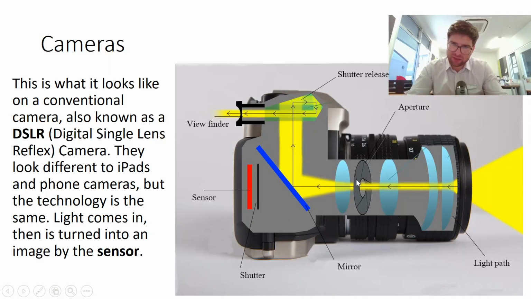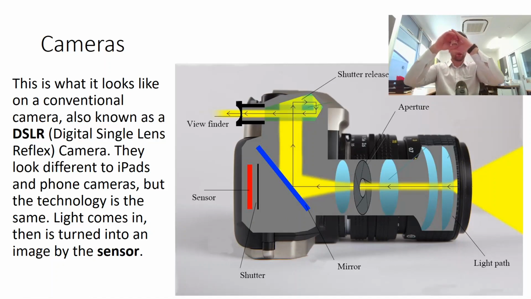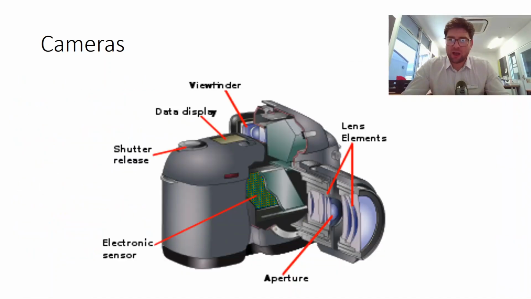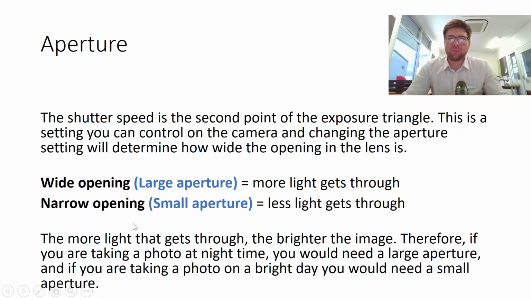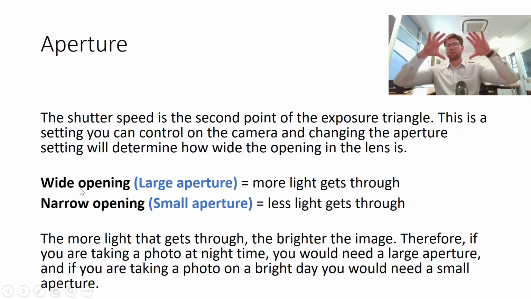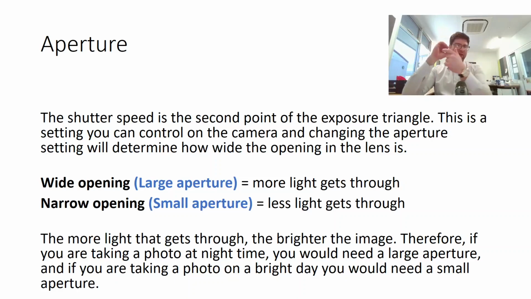You see these rings, these blades, they close in on each other and become a smaller opening or a larger opening. And you can see it there as well. So increasing the aperture means you have a wider opening, which is called a large aperture. When it's bigger, more light comes through. When you decrease the aperture, you make it smaller, it's a narrower opening, and only a small amount of light can come through.